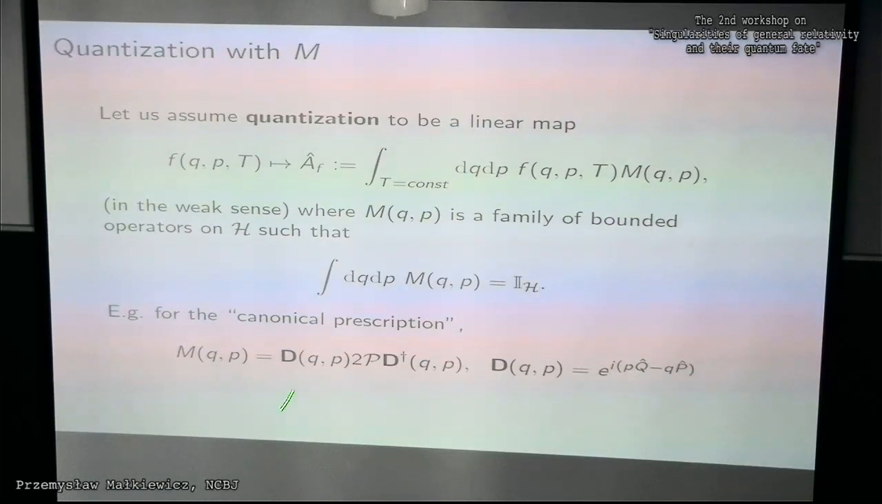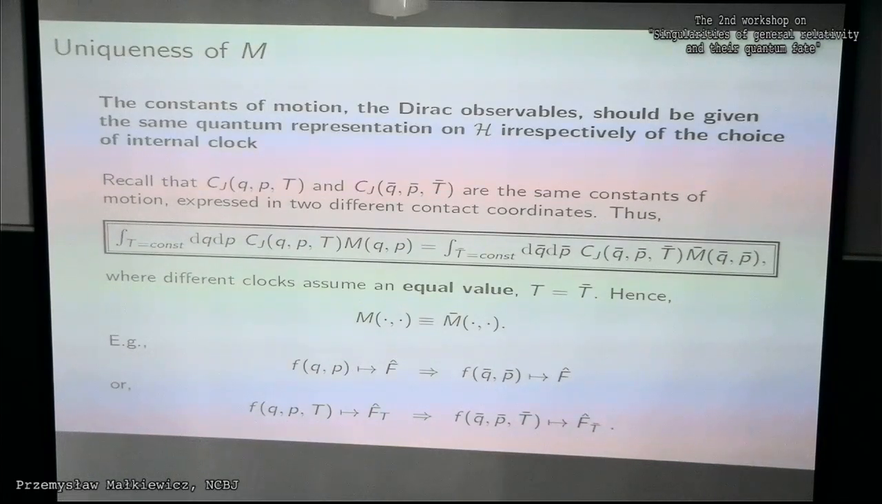Here I just define what I mean by quantization. I have to extract the basic property of the quantization, and it includes canonical quantization and much more, for example Affine quantization. But then, with this basic property extracted, you can prove the following. I can demand that all Dirac observables or constants of motion are given by your quantization map the same operator irrespective of which clock you are working in.